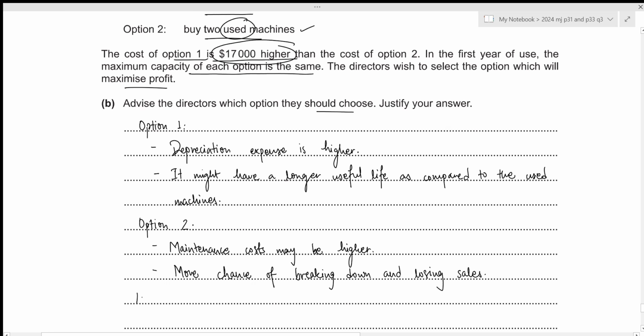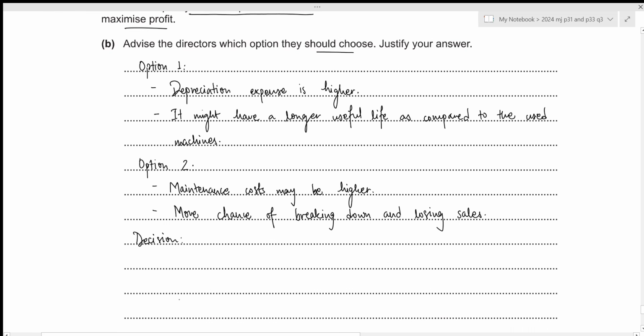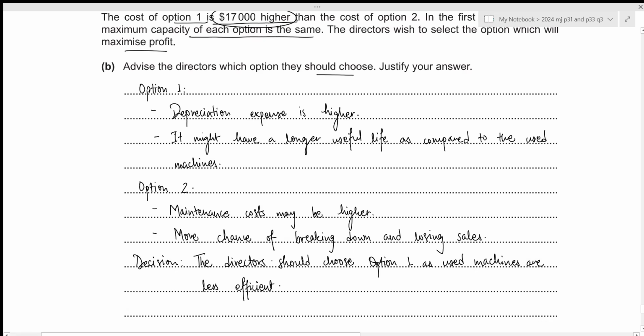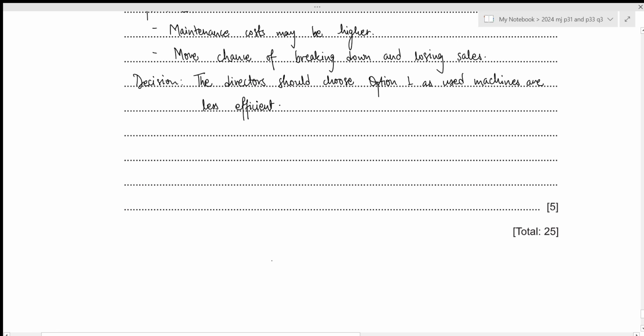Now, based on these factors, we need to make a final decision. So personally, I would advise the directors to choose option 1 because used machines are less efficient. Let's write it down. The directors should choose option 1 as used machines are less efficient. Alright, that is all for this part as well as this entire question.